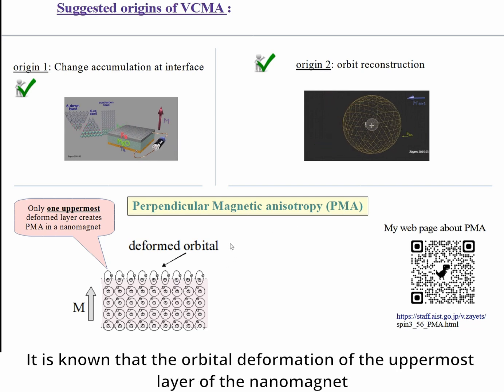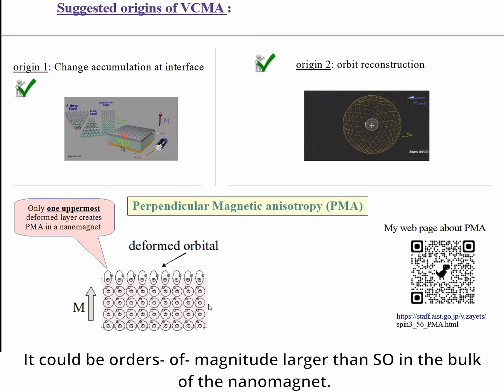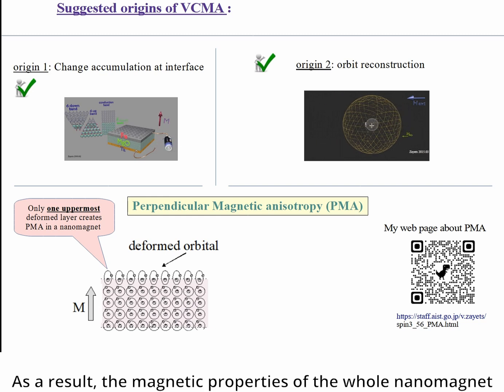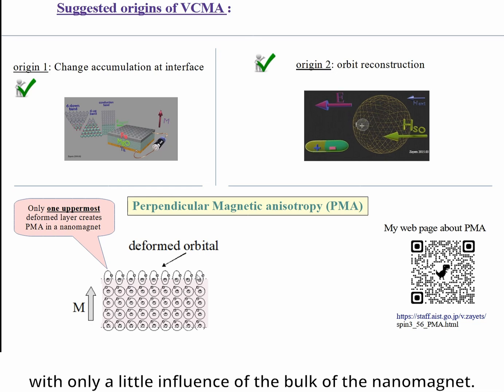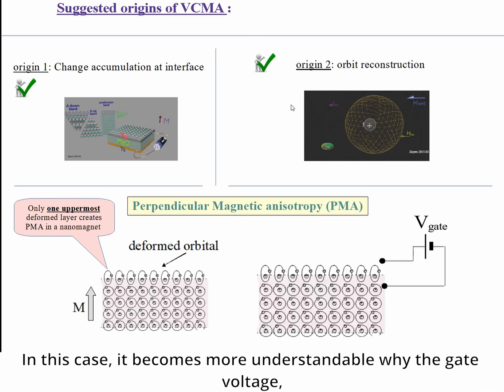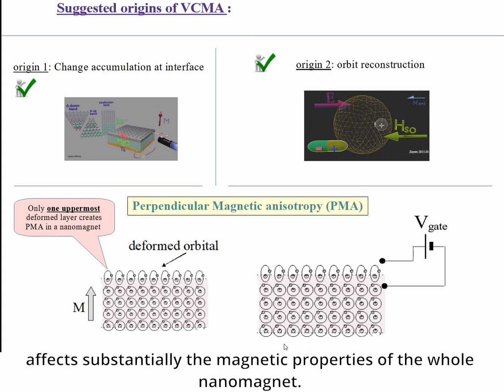It is known that the orbital deformation of the uppermost layer of the nanomagnet creates a very strong spin-orbit interaction in this uppermost layer. It could be an order of magnitude larger than the spin-orbit interaction in the bulk of the nanomagnet. As a result, the magnetic properties of the whole nanomagnet are determined mainly by the magnetic properties of the uppermost layer, with only little influence of the bulk of the nanomagnet. In this case, it becomes more understandable why the gate voltage, which is applied only to the uppermost layer, substantially affects the magnetic properties of the whole nanomagnet.